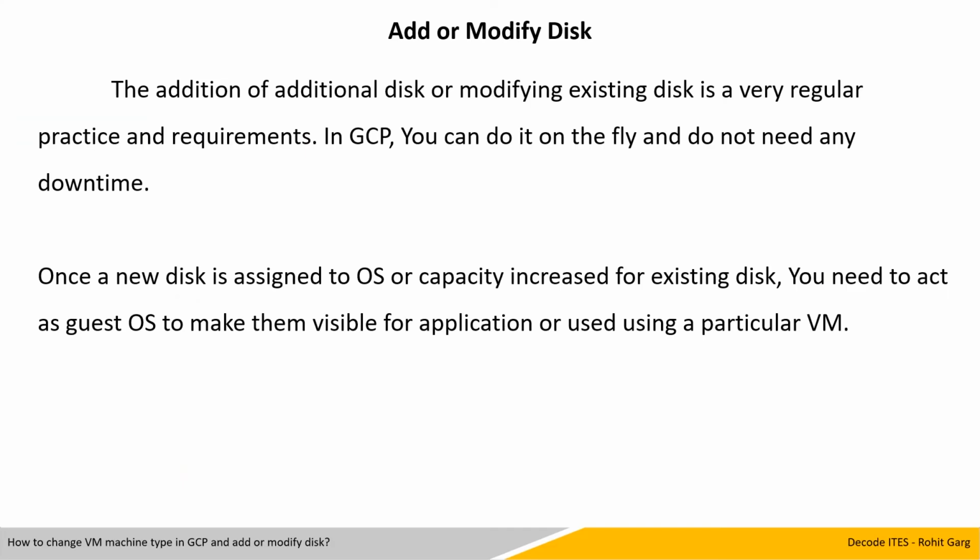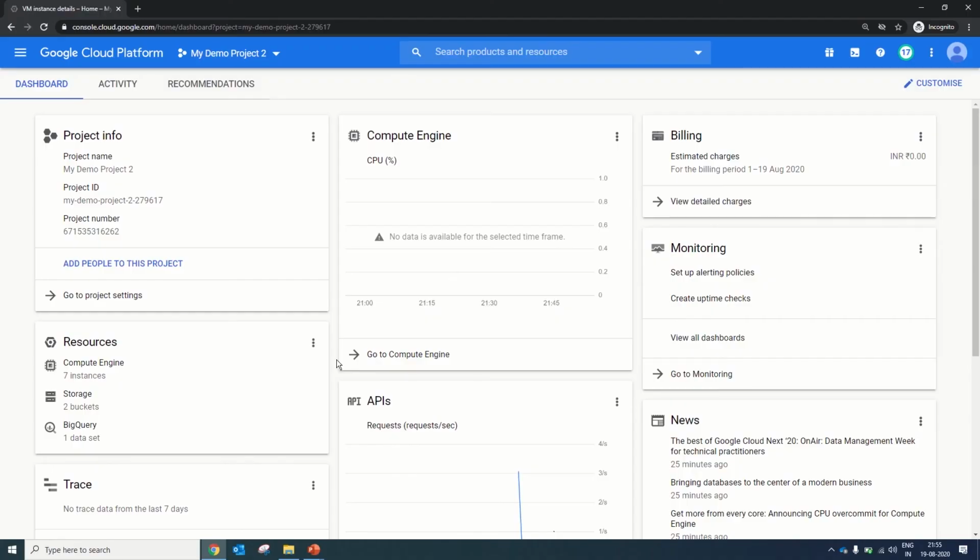Add or modify disk in GCP. The addition of an additional disk or modifying an existing disk is a very regular practice and requirement. In GCP, you can do it on the fly and do not need any downtime. Once a new disk is assigned or the capacity of an existing disk is increased, you need to act in the guest OS to make it visible for applications and users using a particular VM. Let's review the steps of adding a new disk in any VM instance or increasing the capacity of any existing disk.